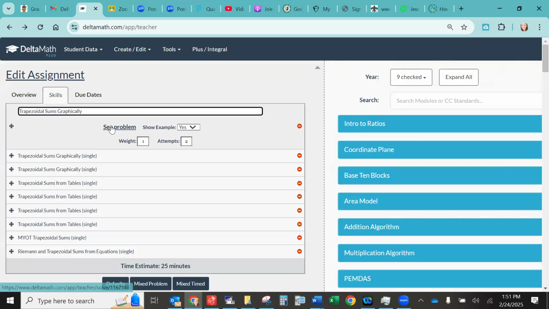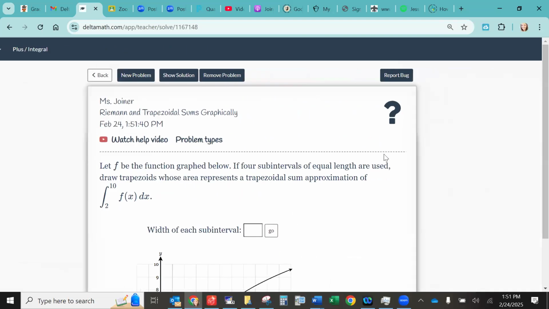All right, go into the very first one and determine your width for me, please.